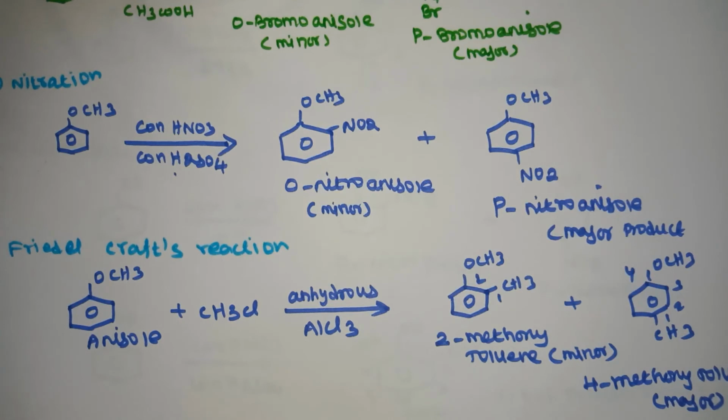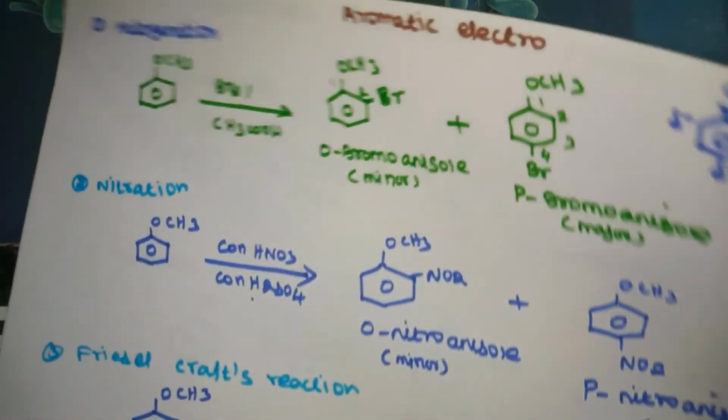First one is the Friedel-Crafts alkylation reaction. When anisole reacts with methyl chloride in the presence of anhydrous AlCl3, it forms 2-methoxytoluene as a minor product and 4-methoxytoluene is a major product.